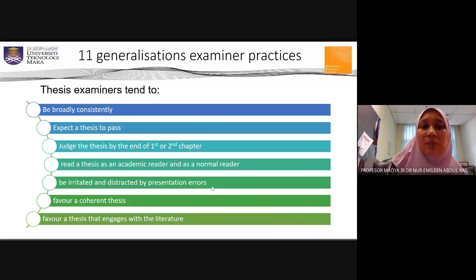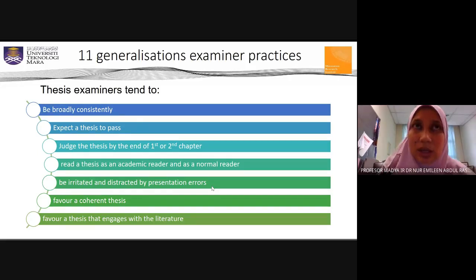Okay, the second one, expect a thesis to pass. So normally when an examiner receives a thesis, in their mind they intend to pass the student. Examiners begin reading with curiosity, intuitiveness, expecting a thesis to be good and hoping to find the task rewarding and enjoyable. That is what we expect from a student's thesis. And they know years of effort have gone into a thesis and it has been judged worthy by the supervisor. So of course, as an examiner, we expect that the supervisor has gone through the thesis thoroughly.